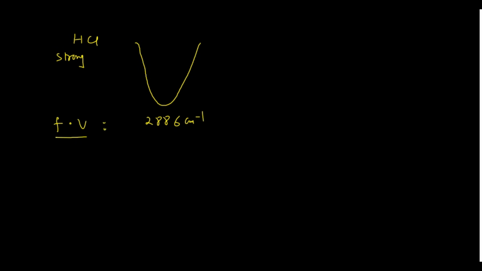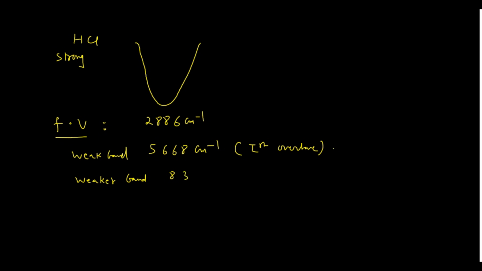And then at 5668 centimeter inverse you get a weak band, and this is basically your first overtone. And an even weaker band for the HCl molecule you get at 8347 centimeter inverse. Basically this is the second overtone.